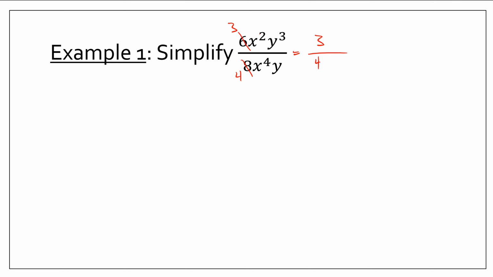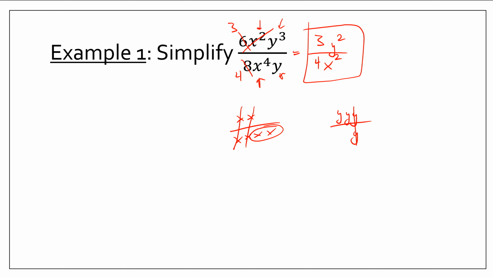How about the x squared and the x to the 4th? There are 2 x's on top and 4 x's on the bottom. So these 2 x's will cancel, leaving me with 2 on the bottom, right? Because if there are 2 x's on top and 4 on the bottom, these 2 cancel, these 2 are left on the bottom. We've done this before, right? Do you remember it? Here I have 3 y's on top, 1 on the bottom, so that'll leave me with 2 y's on top. One of the y's got canceled, and I was left with 2 on top. And this is my final answer. So this is a problem that we've done before.